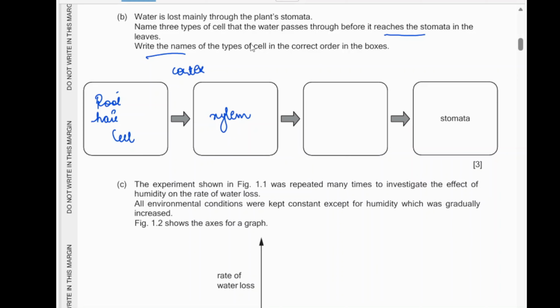Okay, then the next cell would be palisade cells, or you can write mesophyll cells. Okay. And then on the surface of spongy mesophyll there would be evaporation. Then water moves into the air spaces, right? And then from air spaces it moves out of the stomata. So the other order that can be written is xylem, spongy mesophyll, or air spaces. We can write that as well.